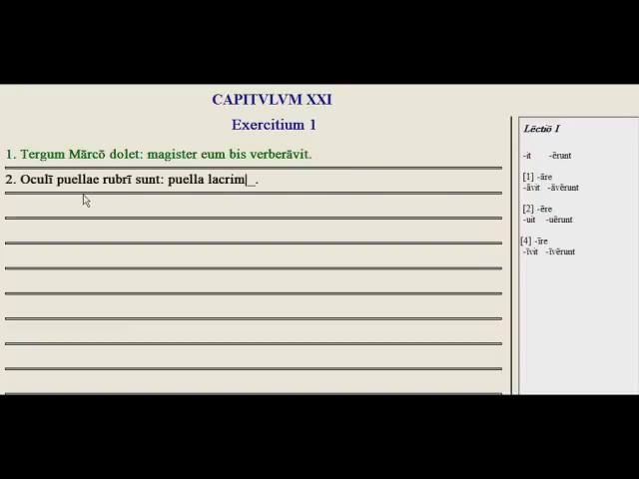Okay, the eyes of the girl are red. The girl cried. So we have lacrimare, so we're in the same situation. Lacrimare, first conjugation, third person singular, lacrimavit. Okay, and then the girls, plural here, we need the plural form, lacrimaverunt. Okay, let's go on to exercise 2.